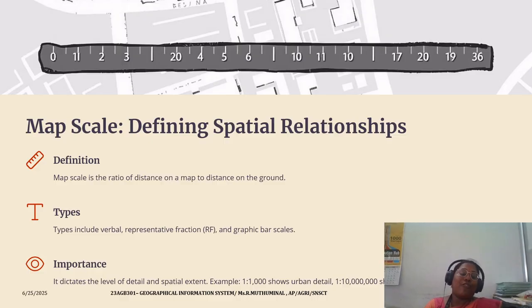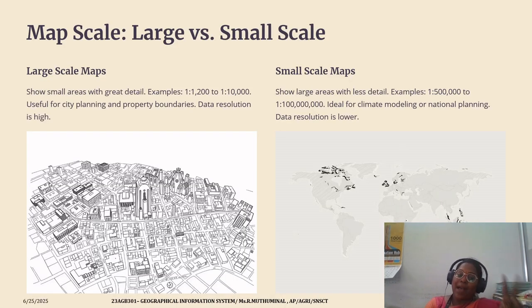That is why these kinds of maps are very important. For example, 1 is to 1000 shows detail while 1 is to 10,000 shows a global pattern. So this is how the map scales have been converted. The map scales could be converted into two kinds. One is a small scale map and the other one is a large scale map.